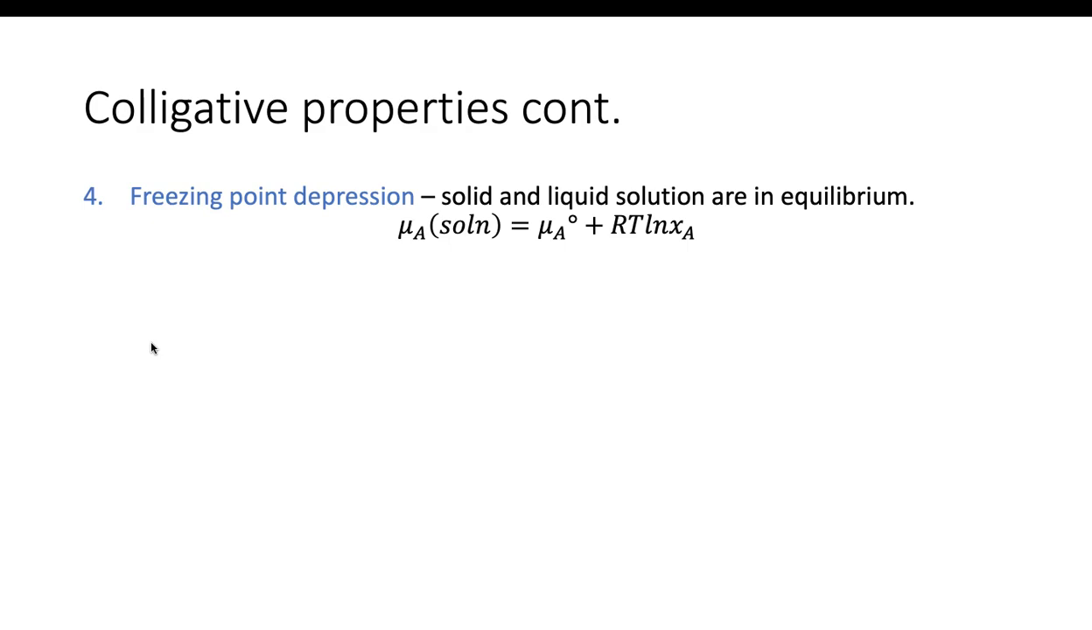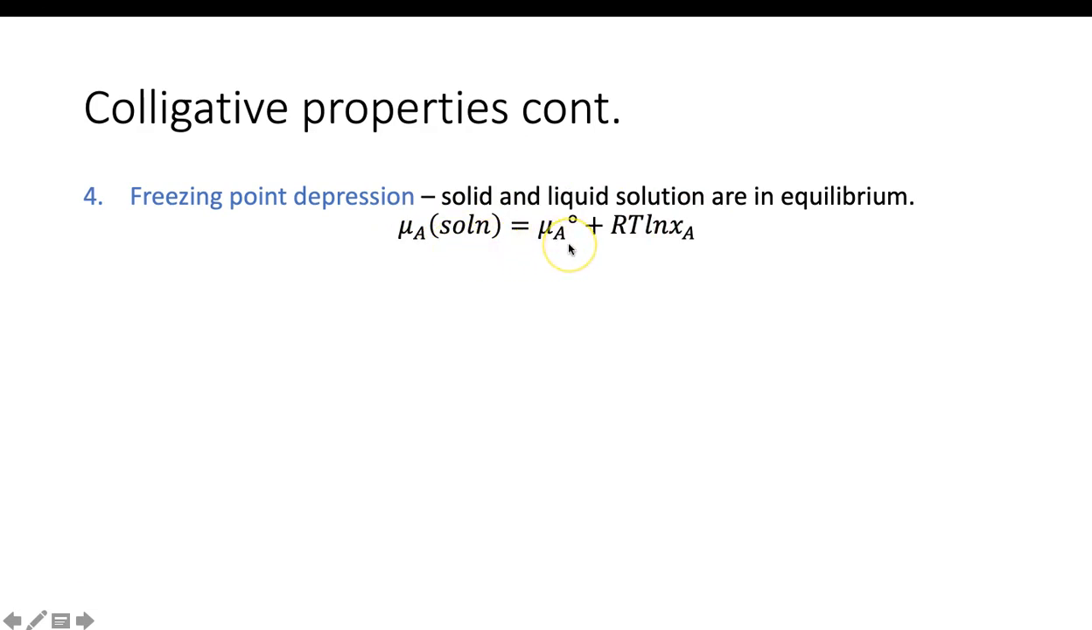We're going to go into a little bit more detail on this one. So basically we have solid and liquid in solution. It's in equilibrium. Now freezing point depression, if you know, in the winter, it's what you do. You add salt to the roads to lower the freezing point of water so that you have water instead of ice on the roads. So that's one use of this. So here we have these in equilibrium.